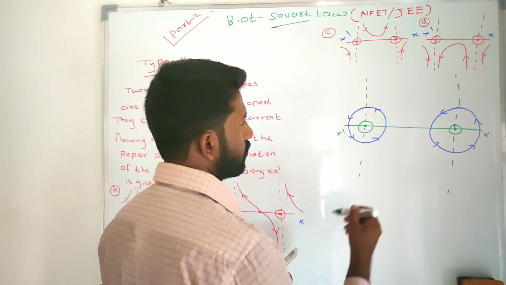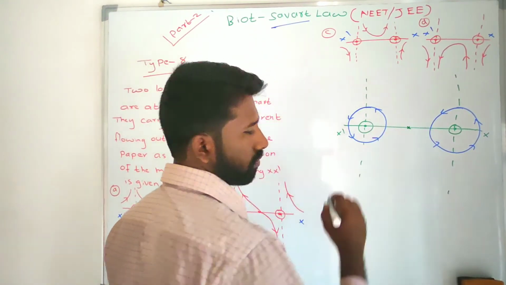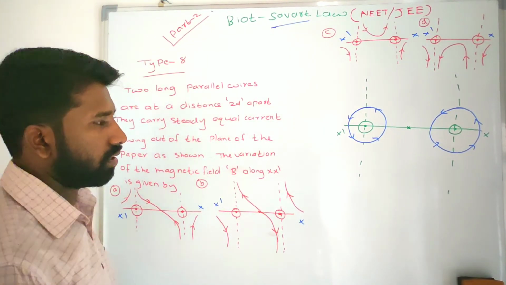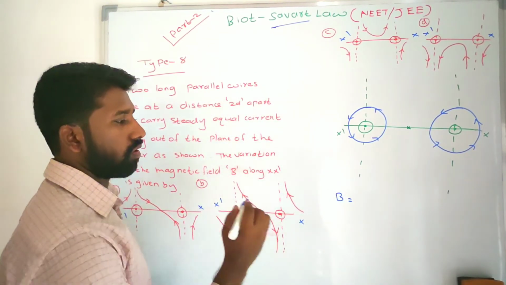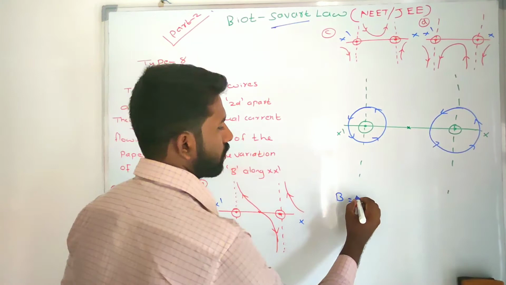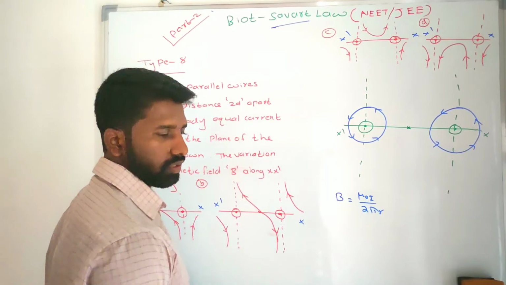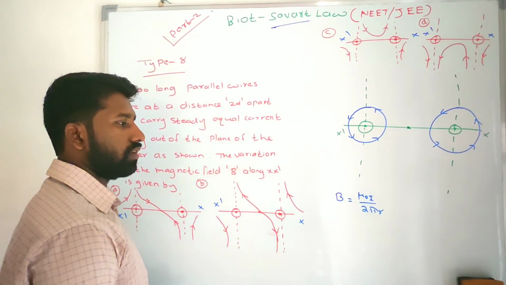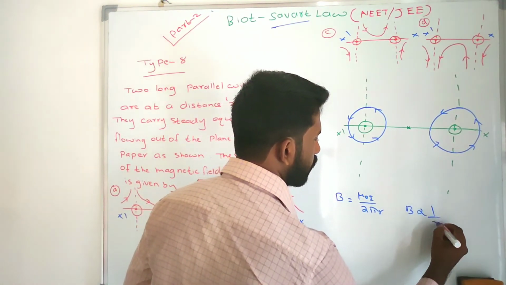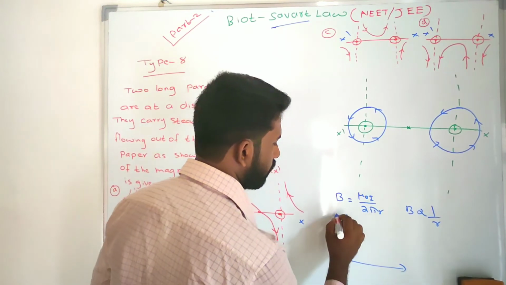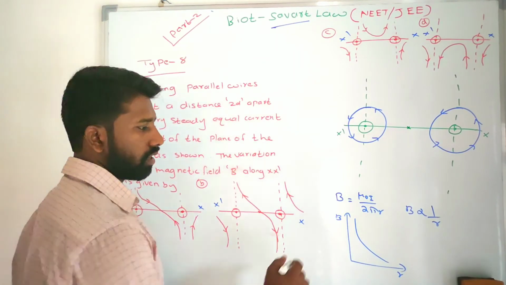So at the midpoint, here I will consider a point. At the midpoint, what about B? The B value is 0 here. And we all know the formula. Magnetic field due to an infinitely long current carrying straight conductor is mu 0 I by 2 pi r. I is the current, r is the distance from the current carrying conductor. That means B is inversely proportional to r. That means the graph of the variation of B with respect to distance is like this.